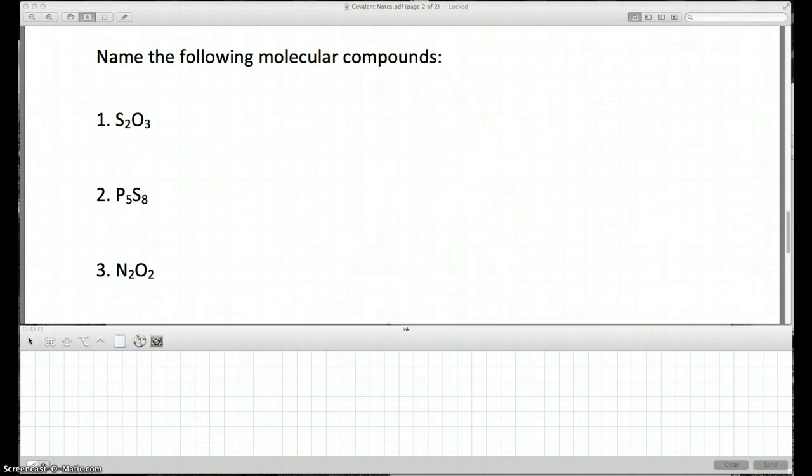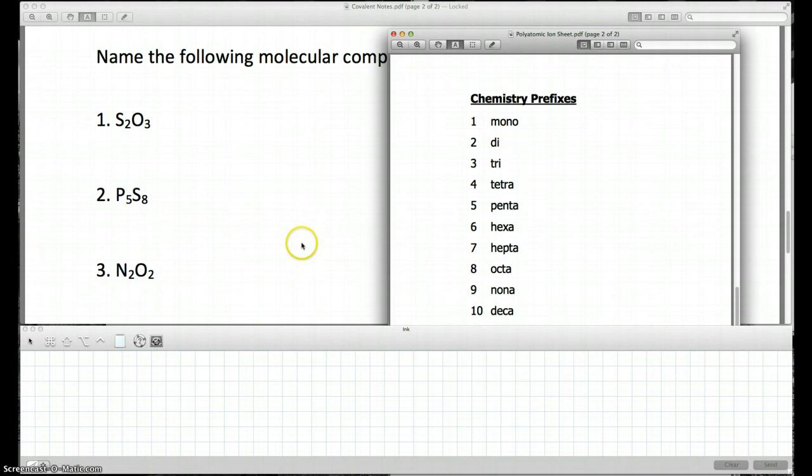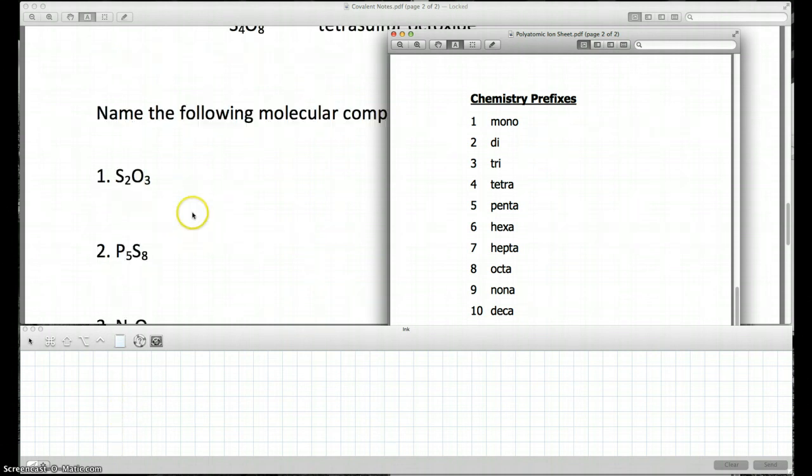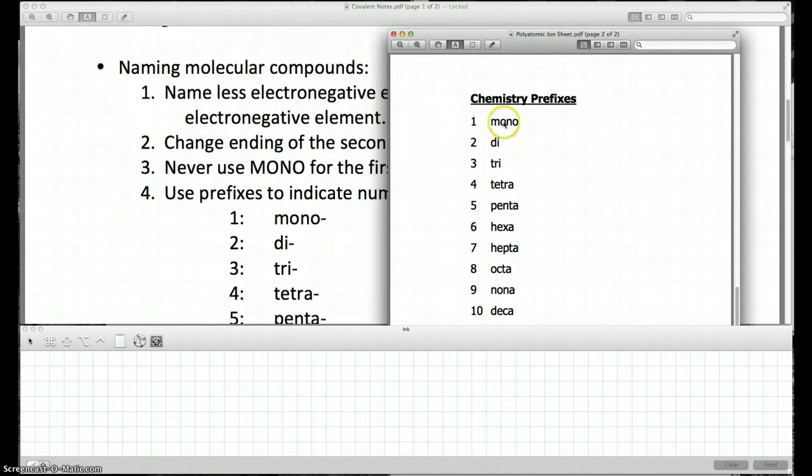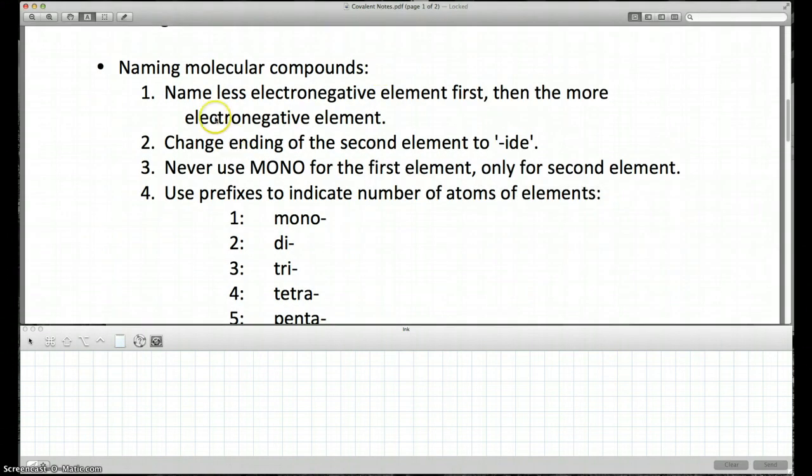So S2O3 is sulfur and oxygen. So we just name it in the same order. If you look back in the notes, there's kind of a confusing sounding rule that the least electronegative element goes first. Name the less electronegative element first and the more electronegative element. You don't really have to worry about that too much. All the examples I'll give you, I'll either give you the formula or the name, and you always write both of them in that same order. So you just write it in the same order that it has.